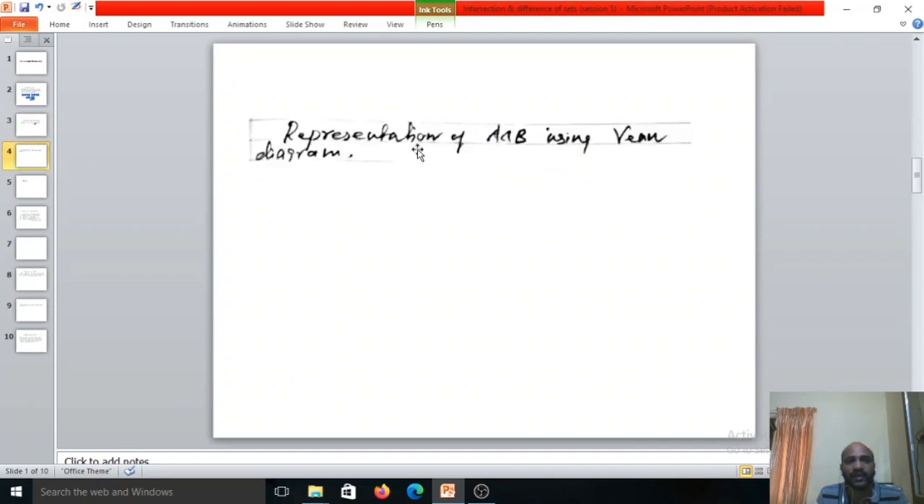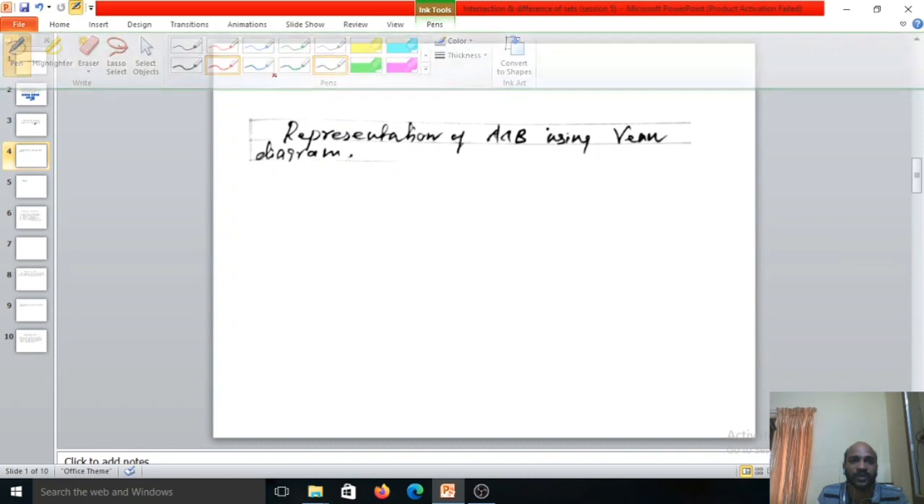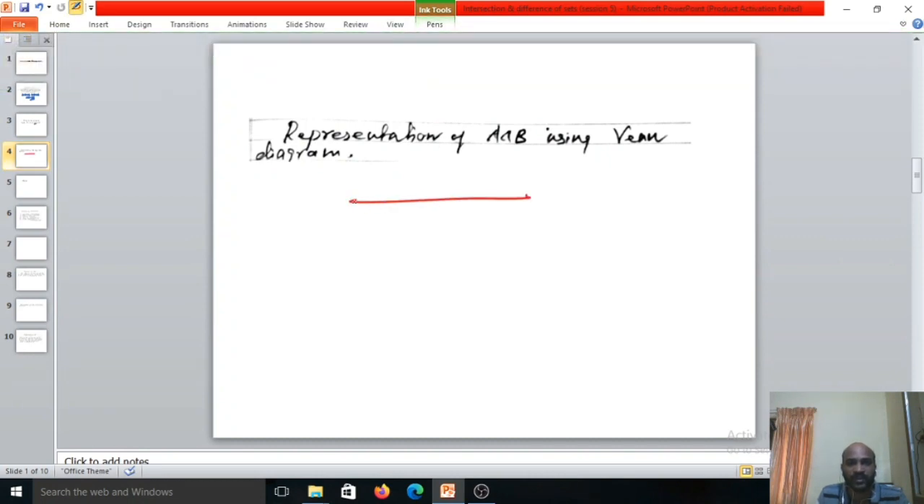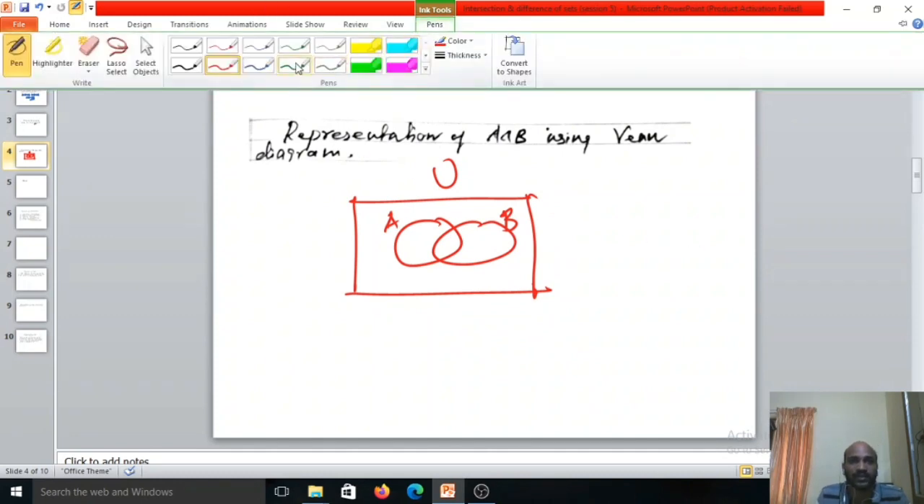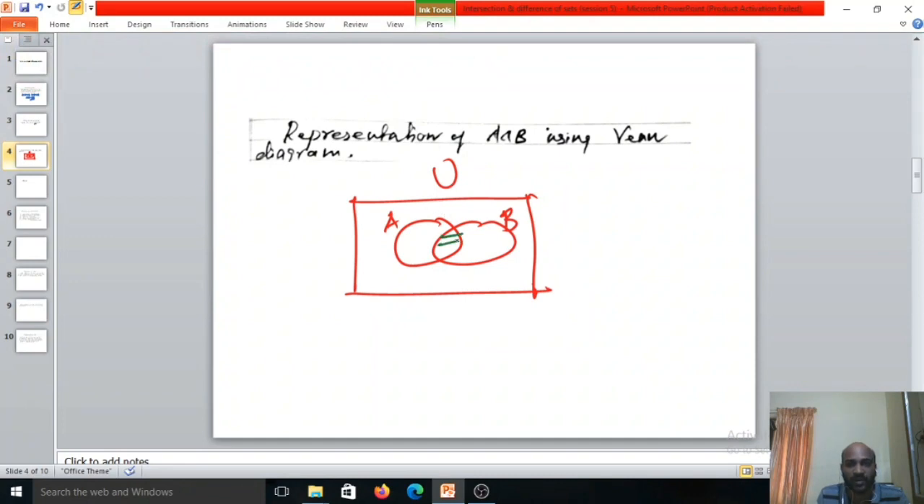Now we can represent A intersection B by using Venn diagram also. How we can represent? For that, you have to draw the universal set. This is U. Then two subsets. Suppose there are two subsets. First one is A and second one is B. Then A intersection B means common element. So you have to shade the common region. So this is the common region. This portion is called A intersection B.